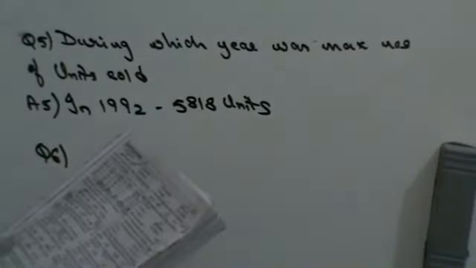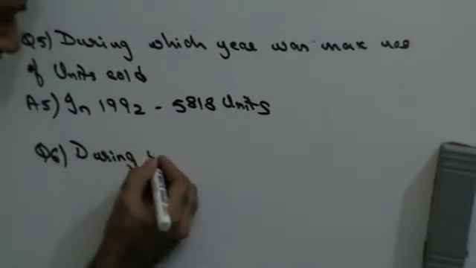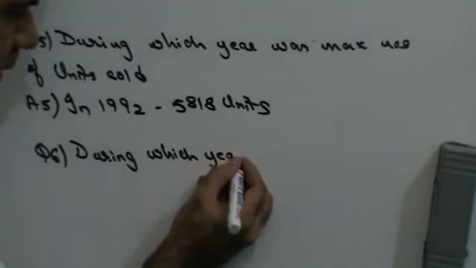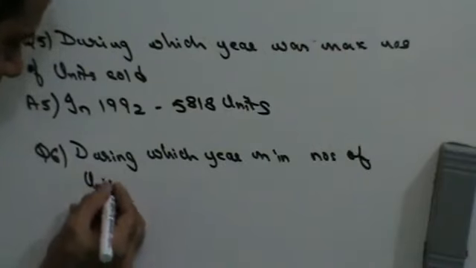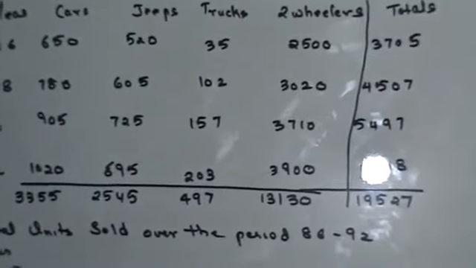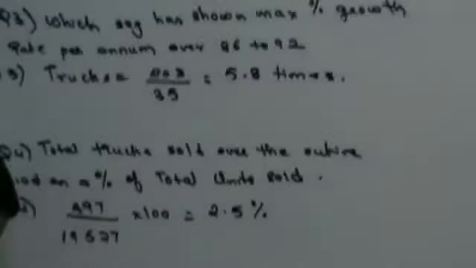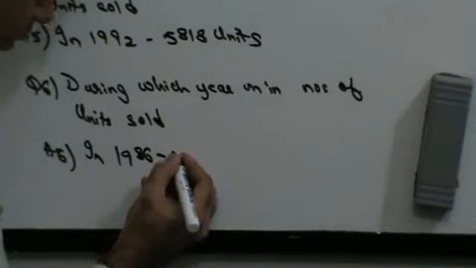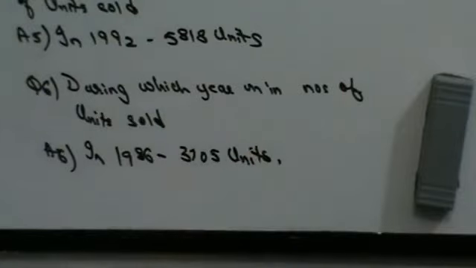Next, let's see the next one. During which year was minimum number of units sold? Again, you can directly get this answer. Minimum number of units have been sold in the year 1986, where you've sold only 3,705 units. In 1986, 3,705 units have been sold. Fine, do we get this in here?